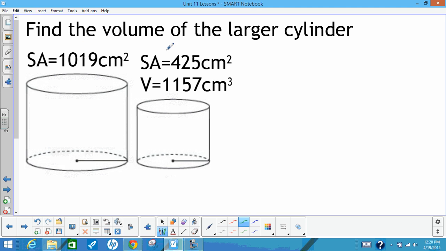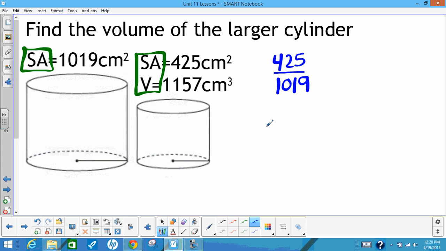Here we want to find the volume of the larger cylinder, and we're given the surface area and the volume of the smaller one, and we're also given the surface area of the larger one. So what we're going to do is we're going to take the surface areas, and again, I like to do the small one over the big one. That's my ratio of surface areas. I can find my scale factor by just taking the square root. Since surface area is squared, we can undo these to get the scale factor by doing the square root. So no cube root necessary this time.